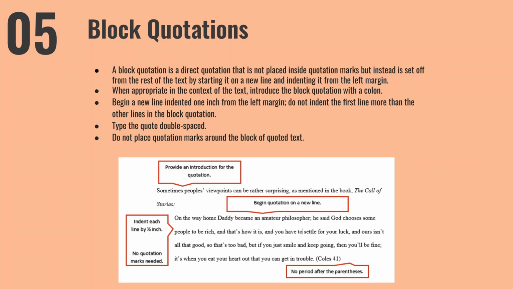Another form of in-text citation is block quotations. A block quotation is a direct quotation that is not placed inside quotation marks, but instead is set off from the rest of the text by starting it on a new line and indenting it from the left margin. You use block quotations when the quote is more than 4 lines of text.